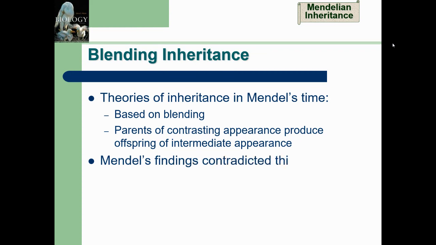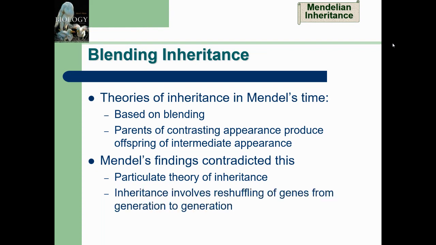And then Mendel's findings contradicted all of this. He developed what was called the particulate theory of inheritance. What we would now see as inheritance involving the reshuffling of genes from generation to generation, so that we could get any trait from an ancestor.